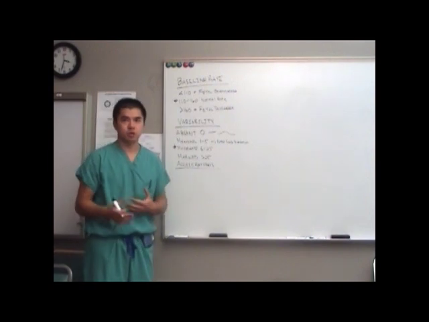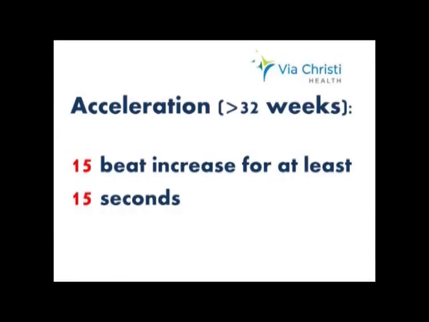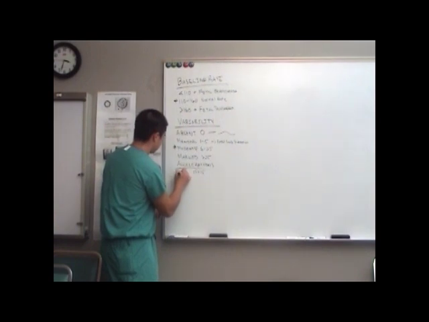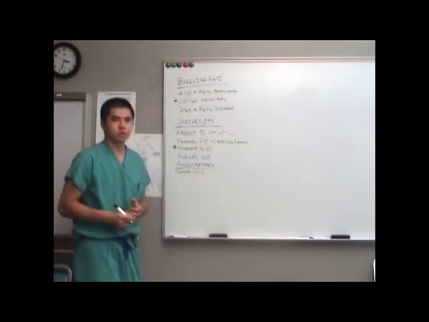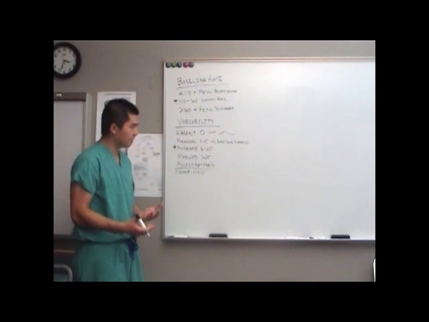So what is the definition of an acceleration? Yep, most people know it as 15 by 15. So that's specifically for a certain gestational age though. If someone is greater than 32 weeks gestational age, then an acceleration is 15 by 15, which is how many boxes? A box and a half by a box and a half.